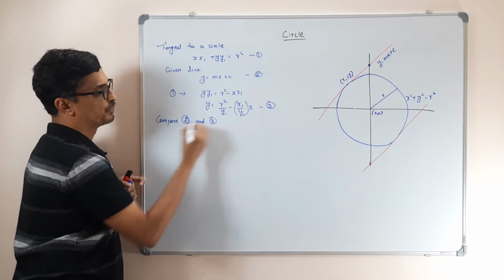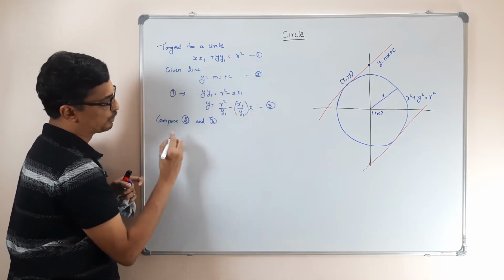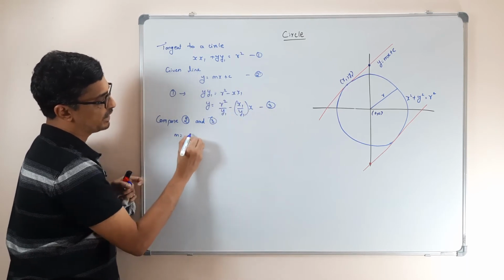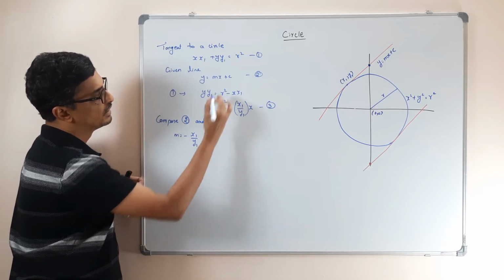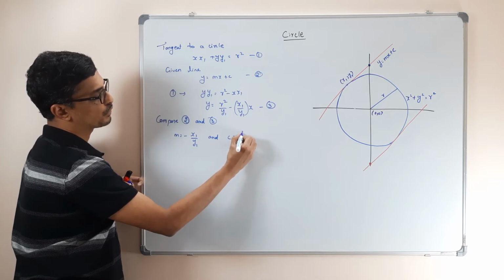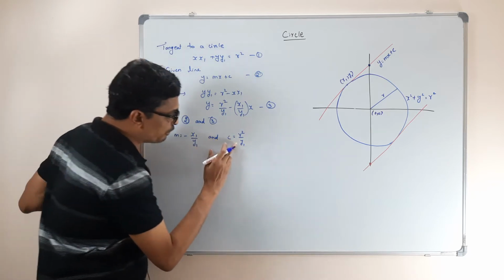And 3. So then we can equate the coefficients. The slope m will be equal to minus x1 by y1, and the y-intercept c will be equal to r square by y1. So this will give me y1, correct?